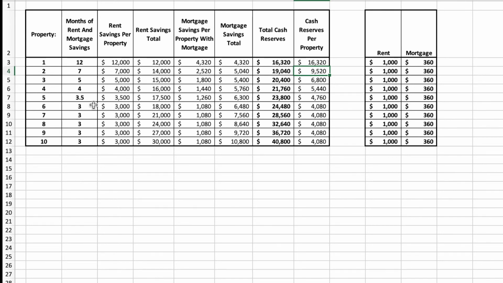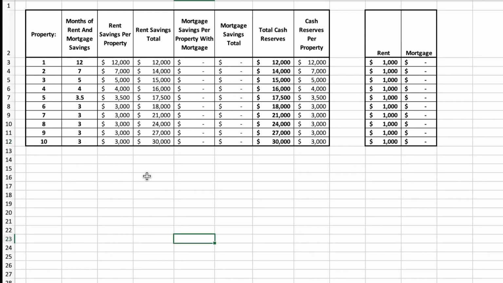Now we just continue this down the line, and as you can see, the rent savings per property decreases until we hit our consistent 3 months per property. And similarly, our mortgage savings per property decrease until we hit 3 months. Once we are able to obtain 10 mortgages on 10 properties with these given rent and mortgage values, then we will have a total cash reserves of $40,800.